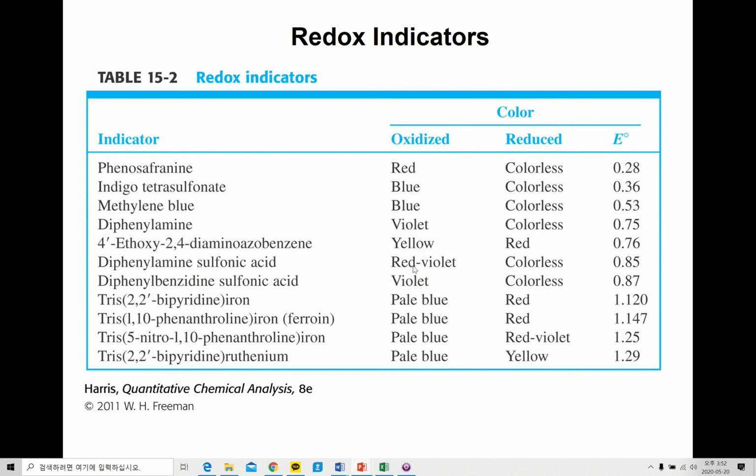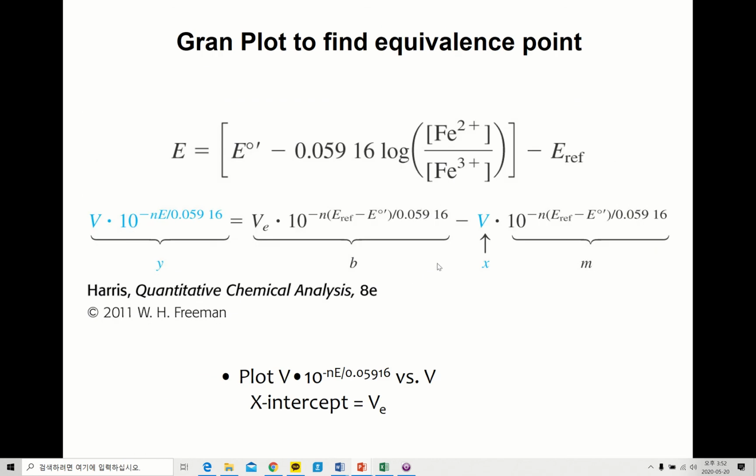All right, and there is a way to find the equivalence point with only several points before reaching the equivalence point. That is the Gran plot. This Gran plot is a general method to find the equivalence point.